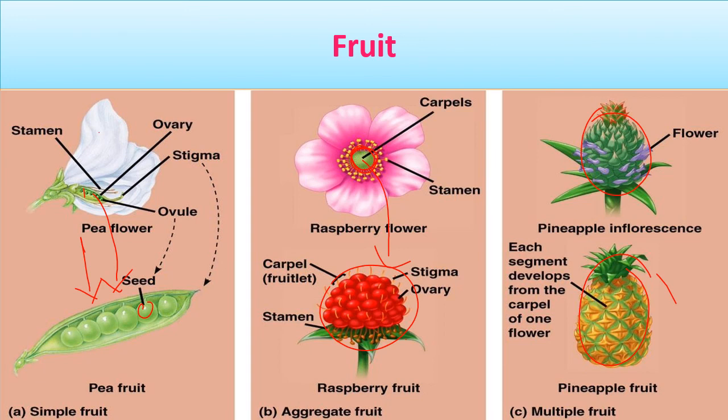So when one flower is there and one fruit is there, that is called as a simple fruit. When one flower and many ovaries are there, then that is called as aggregate. And when entire inflorescence is involved, that is called as a multiple fruit. We will study in details.